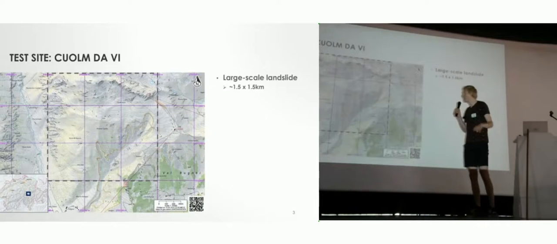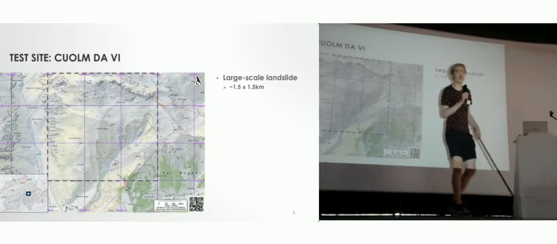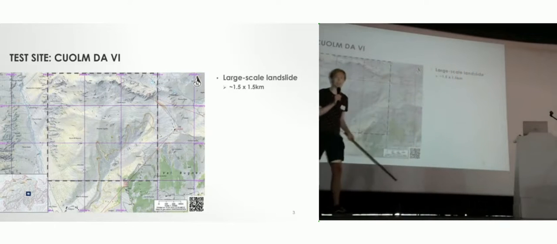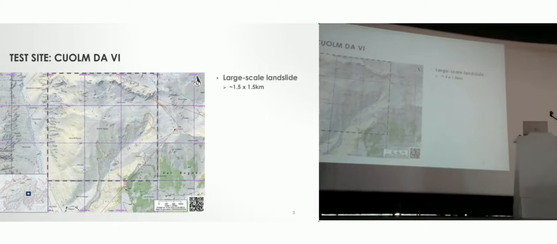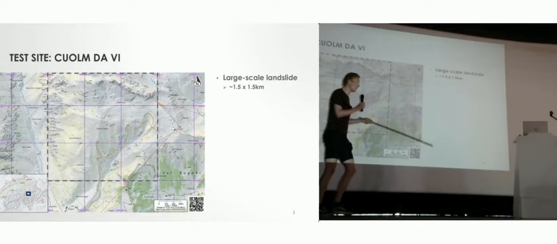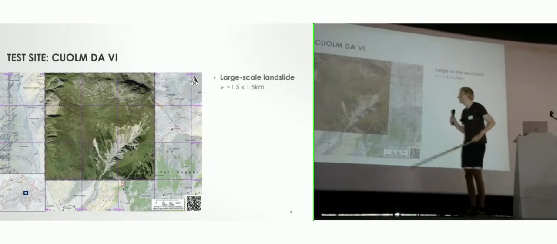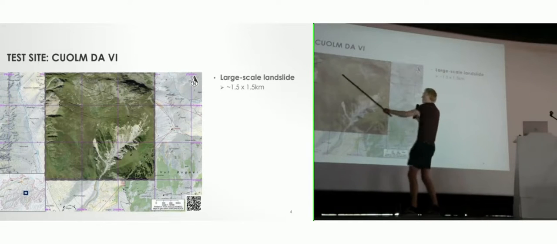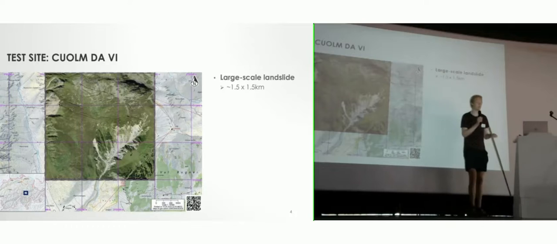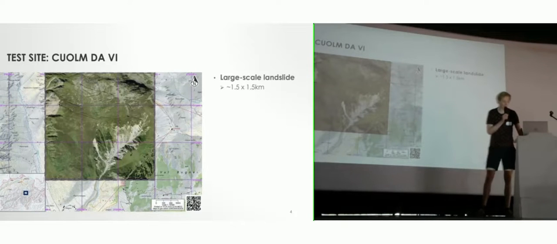And to investigate this, we have chosen an experimental test site somewhere in central Switzerland, close to the Gotthard Pass, which is called the Quonda V landslide, which is a large-scale landslide, roughly over here, which I marked with the box, of around 1.5 by 1.5 kilometers. And if you look at the satellite image, you, for example, see already the tension cracks up here in the north accommodating for the landslide displacement throughout the year.